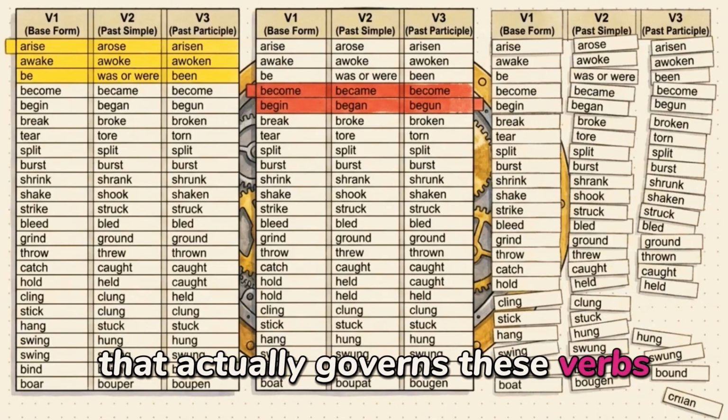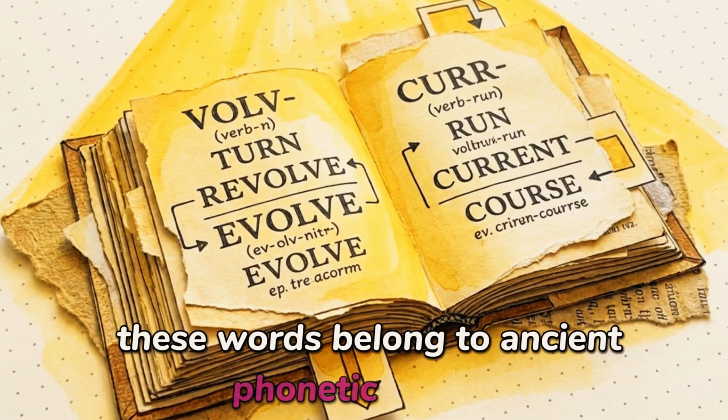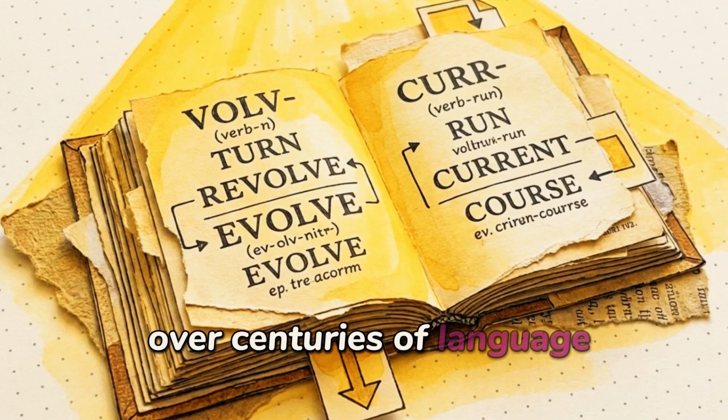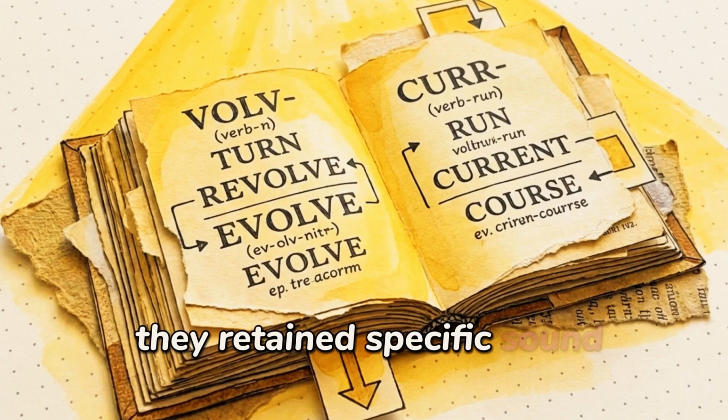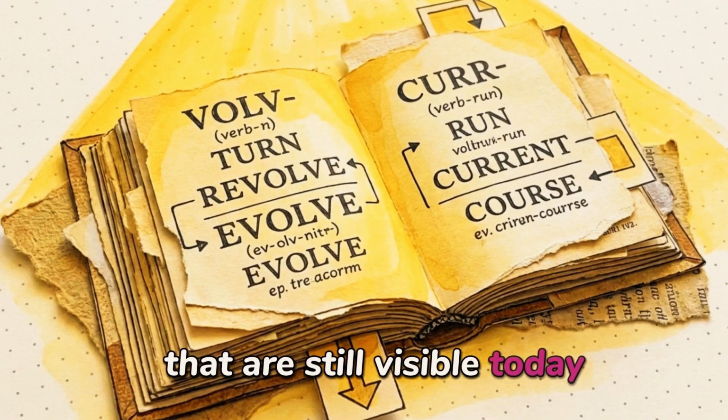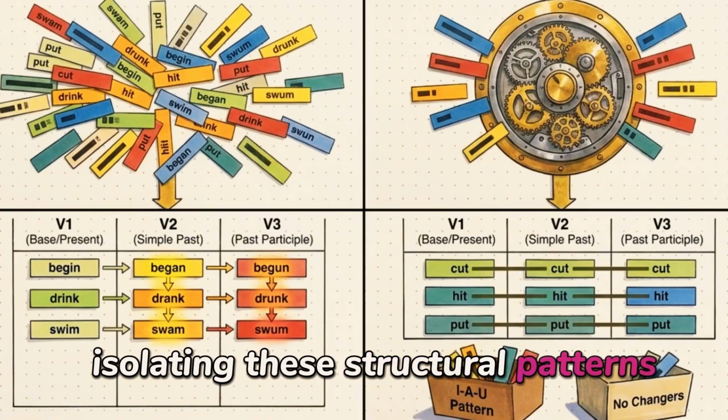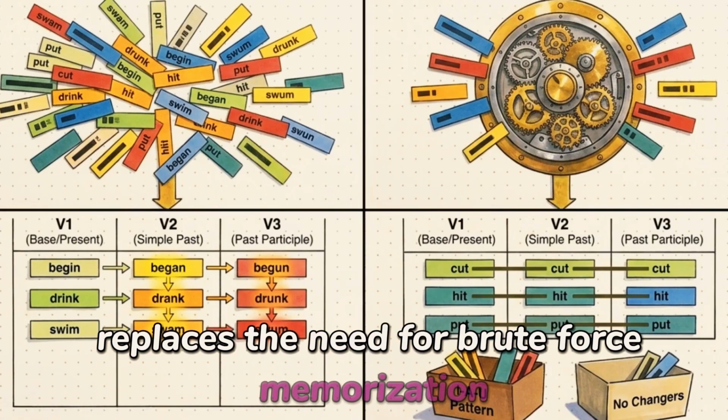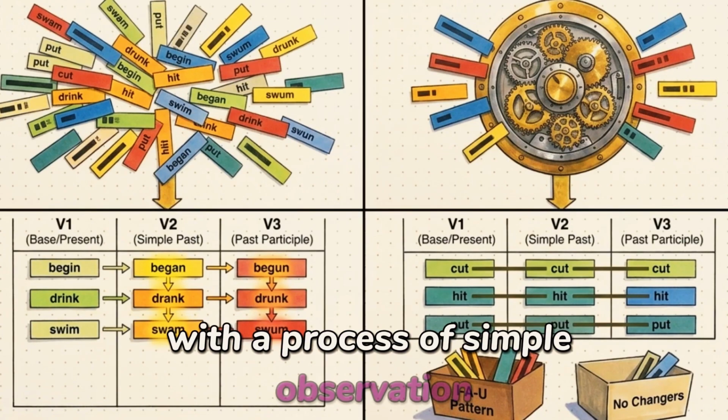This process is more efficient if you ignore the alphabetical order and look for the internal logic that actually governs these verbs. These words belong to ancient phonetic families. Over centuries of language evolution, they retained specific sound patterns that are still visible today. Isolating these structural patterns replaces the need for brute force memorization with a process of simple observation.